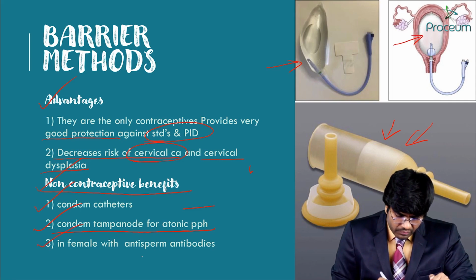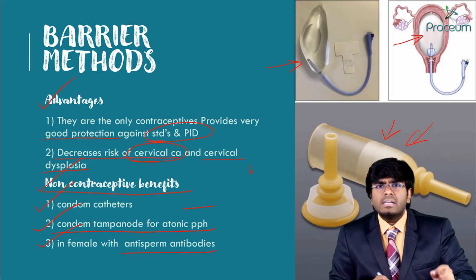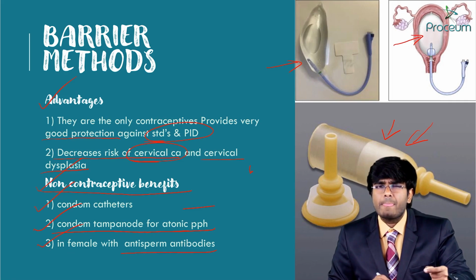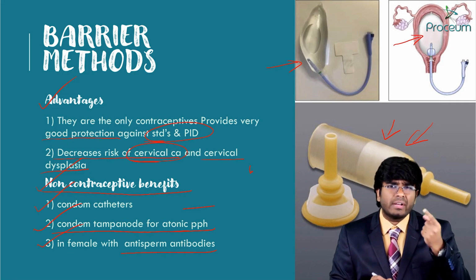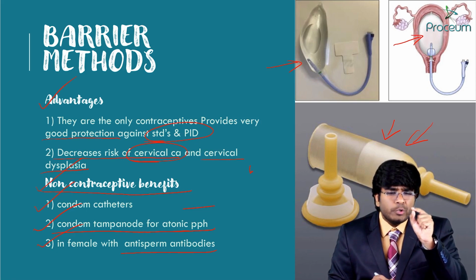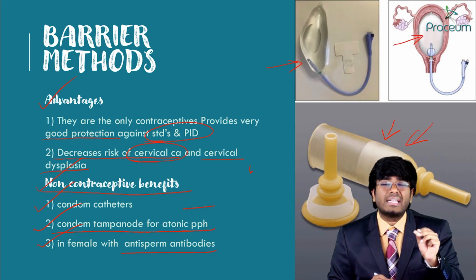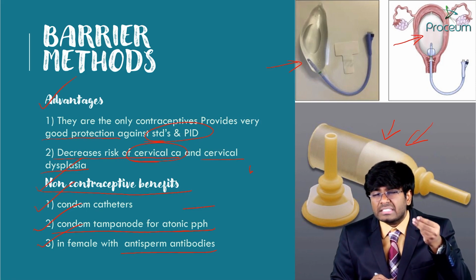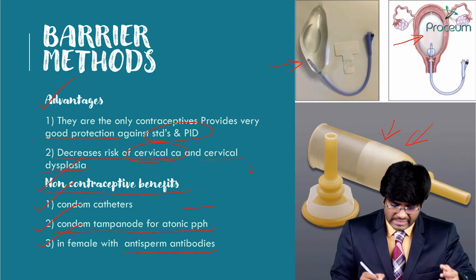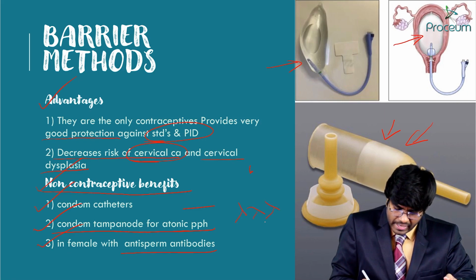And in females with anti-sperm antibodies, some females may have a cervical factor of infertility. What is the cervical factor of infertility? We have already discussed it: the cervical mucus is not receptive to the sperms. And even sometimes the cervical mucus contains anti-sperm antibodies.